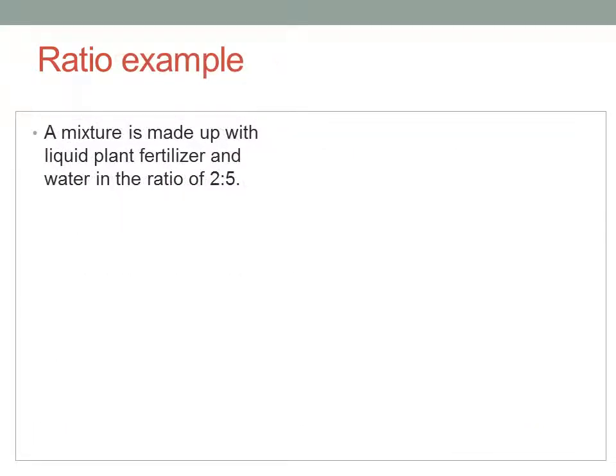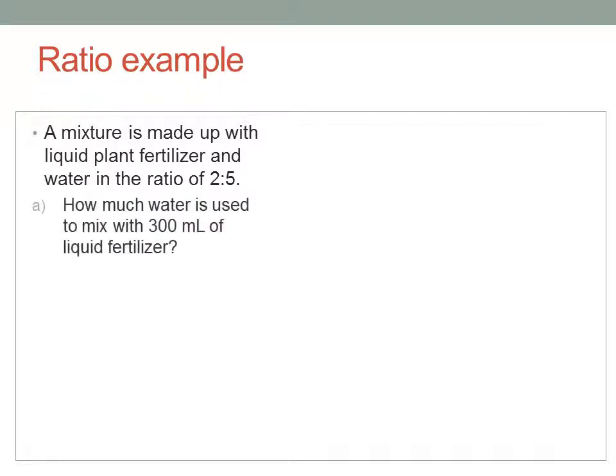Here's an example of a problem involving ratios. A mixture is made up with liquid plant fertilizer and water in the ratio of 2 to 5. That means 2 parts of fertilizer for every 5 parts of water. First, how much water do I need to mix with 300 millilitres of fertilizer?